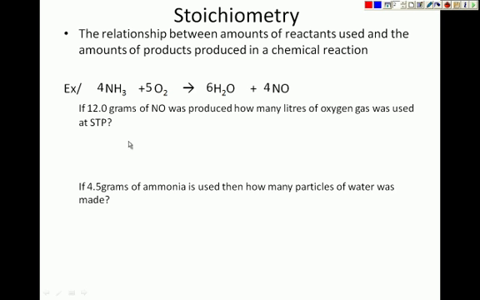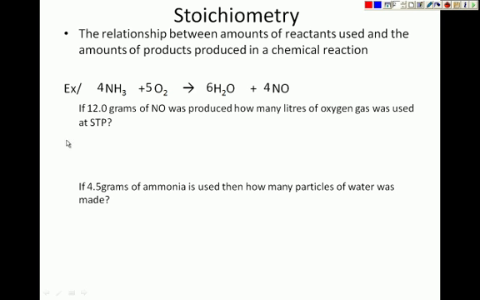So let's look at what we would get if we had 12 grams of nitrogen monoxide produced, and how many liters of oxygen gas was used at STP. Remember what STP is? Standard temperature and pressure. Okay, which is the standard temperature of 0 degrees Celsius, and the standard pressure is 101.3 kilopascals. Now, let's start doing a quick calculation here.